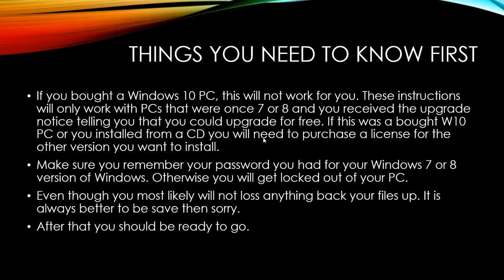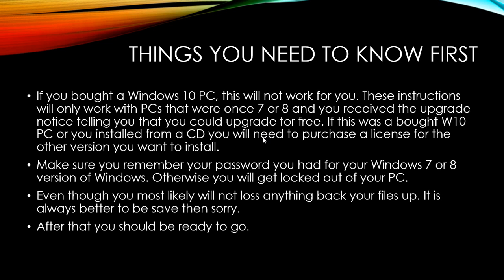This only works if you had Windows 7 or Windows 8, received that notice telling you could update for free, and then you clicked on the update for free, and then you got it. This is only going to work for that. Otherwise, if you had bought a Windows 10 PC and you want Windows 7 or Windows 8 on it, you would have to buy a Windows 7 or Windows 8 license, and then you can go ahead and install it.